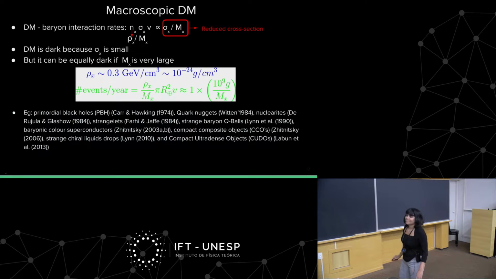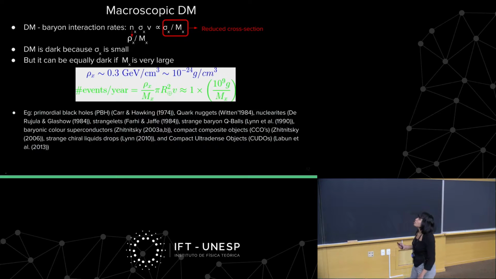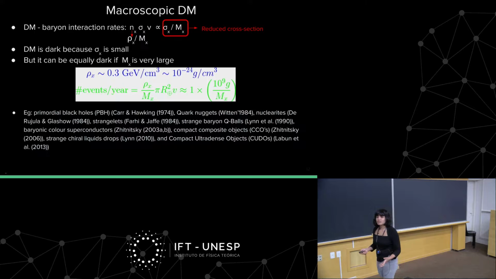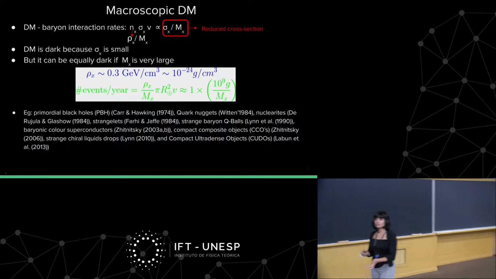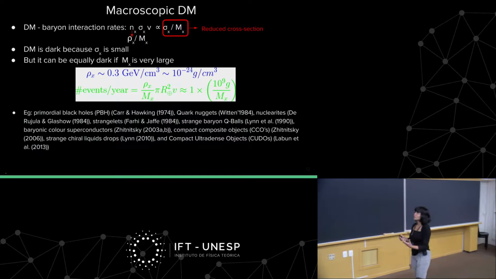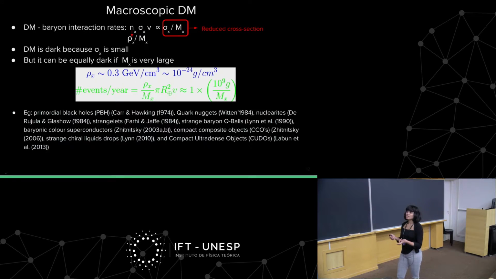Anyhow, my focus is on macroscopic dark matter. And why are we thinking about these massive objects? I was mentioning that to get the right abundance, you need dark matter to interact with the Standard Model in a specific form. So when we talk about dark matter baryonic interactions, we talk about the interaction rates, which can be written in the following fashion.